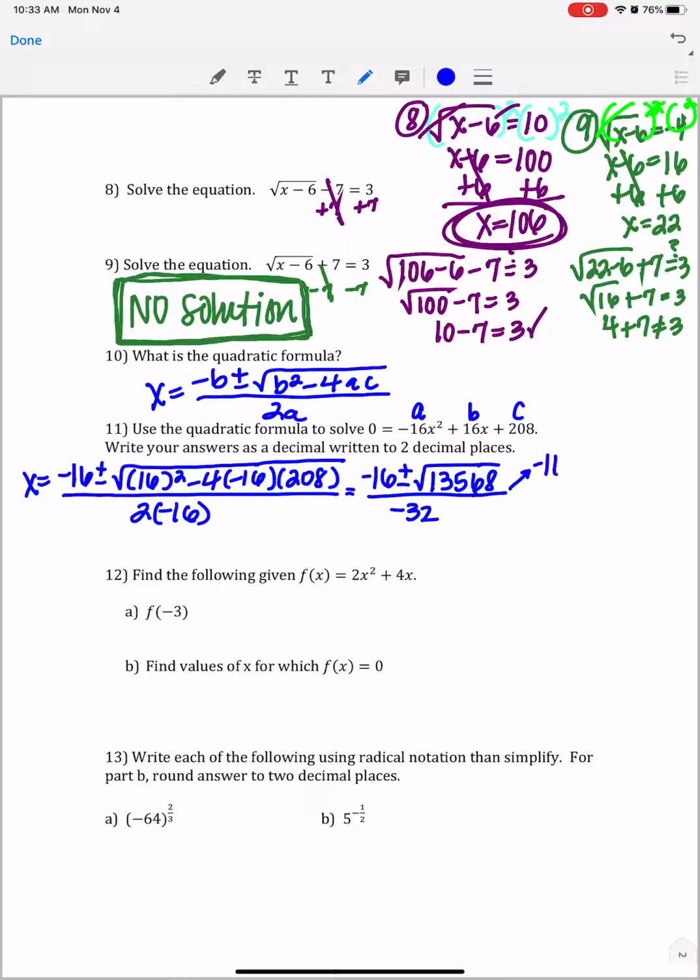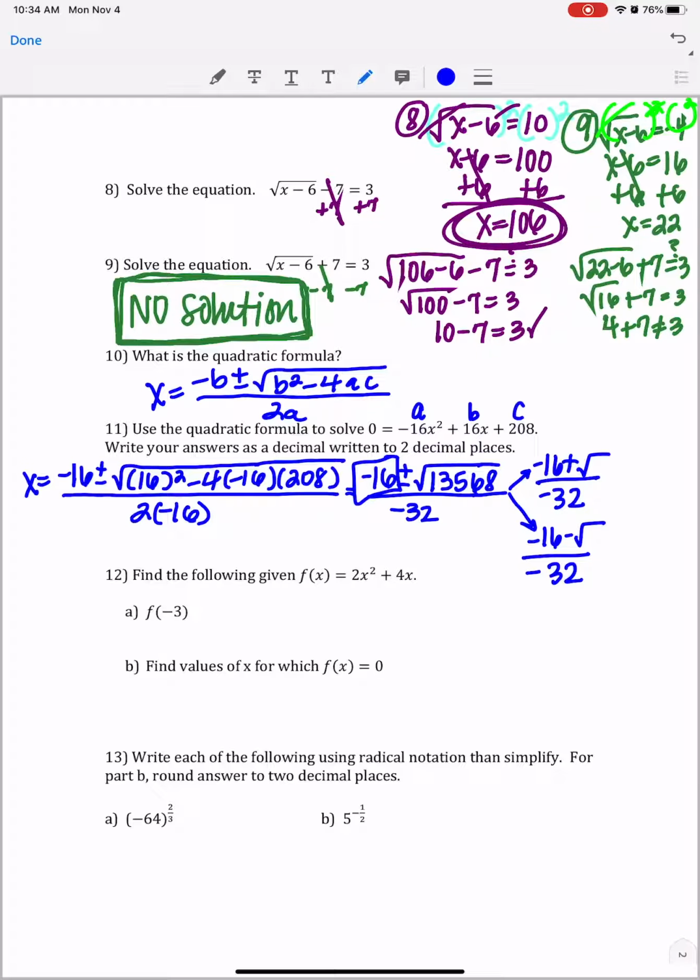So this is negative 16 plus the square root. And I'm just going to put the square root so I have room to write my answer. Okay, and you can see what the square root is right here. And then we'll do negative 16 minus the square root, all over negative 32. So notice two things here. The only thing I am changing the sign of is where this plus or minus is. This negative 16 is negative on both of my two answers.